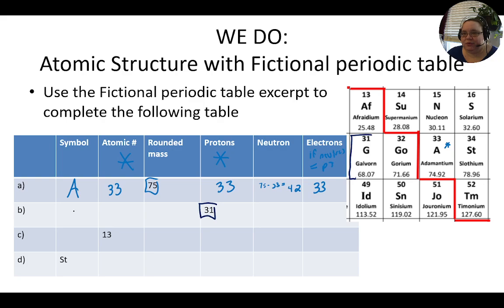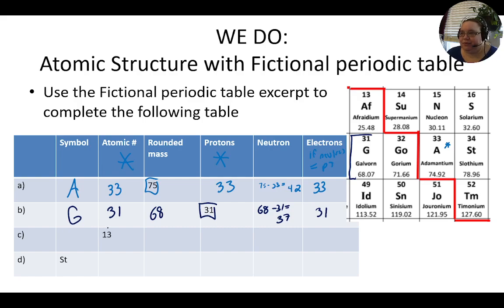So element 31, its symbol is Ga. Its atomic number is 31. Its mass, 68.0, rounds to 68. Neutrons, I take that 68 minus 31 equals 37. And electrons equals protons because it is neutral.